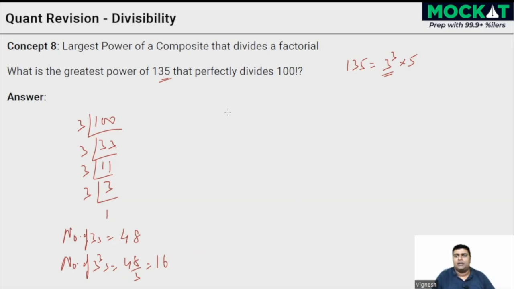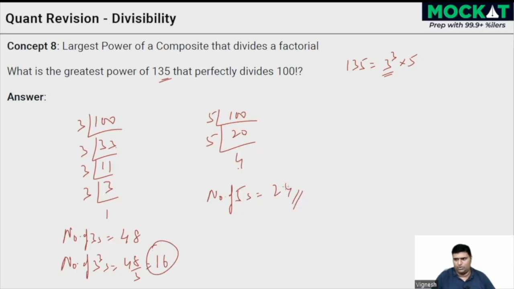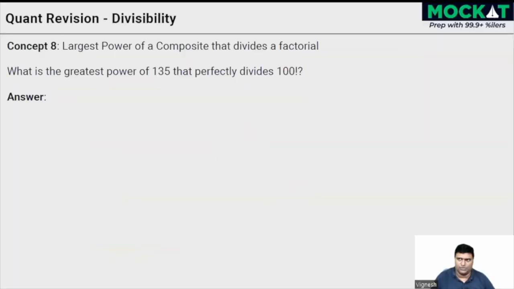Now, how many 5's are there? We just saw it earlier. 100 successively divided by 5. That's the approach we've seen in the lesson. The number of 5's is 20 plus 4, 24. What is lower of the two? We need to take the lower of these two. 16 is lower, right? So the largest power of 135 which is going to perfectly divide 100 factorial is 16. I take the smaller of the two because there are only 16 3 cubes. While there may be 24 5's, only 16 3 cubes are there in 100 factorial. So 16 is the greatest power which divides. Simple concept over here.